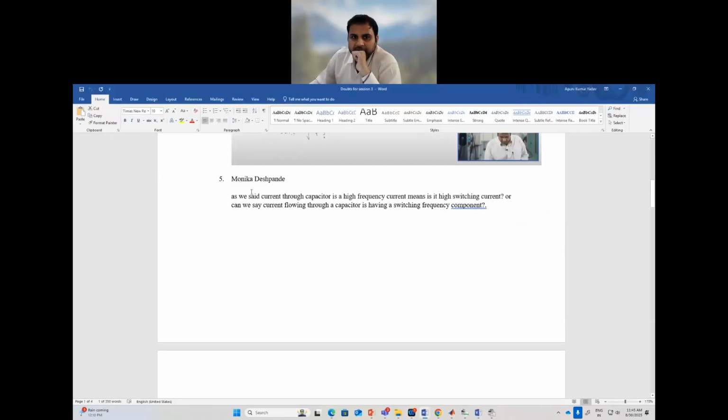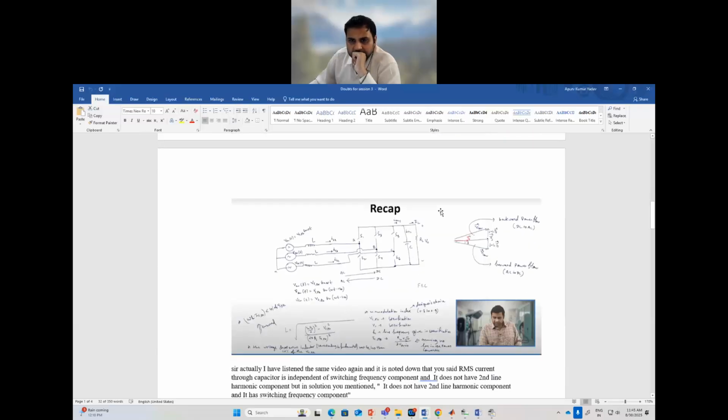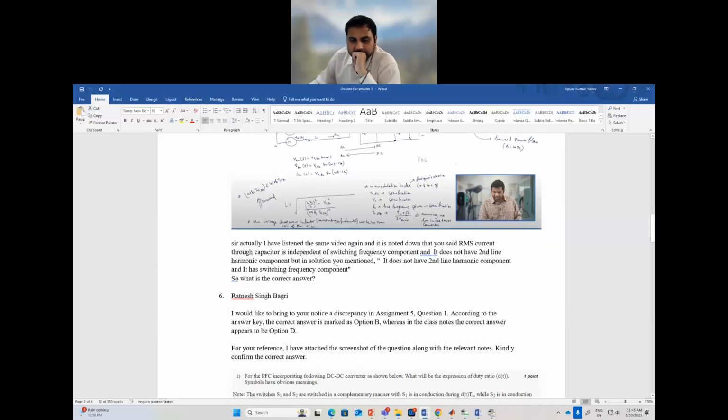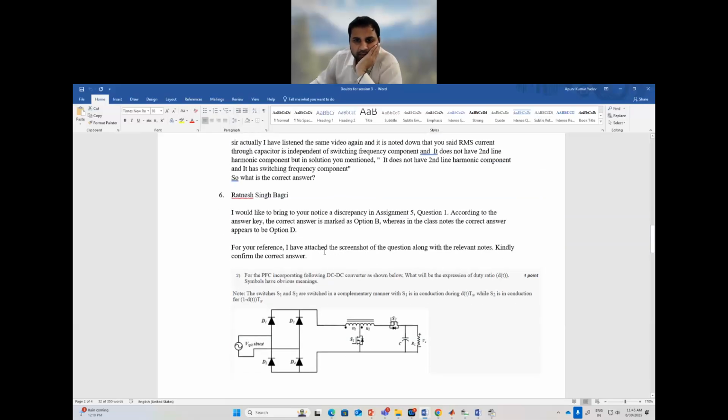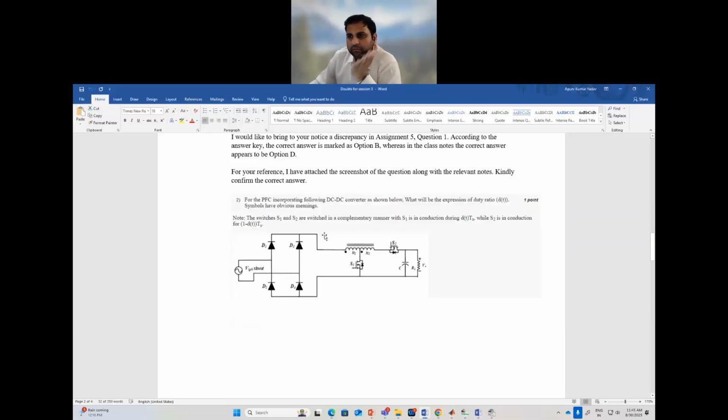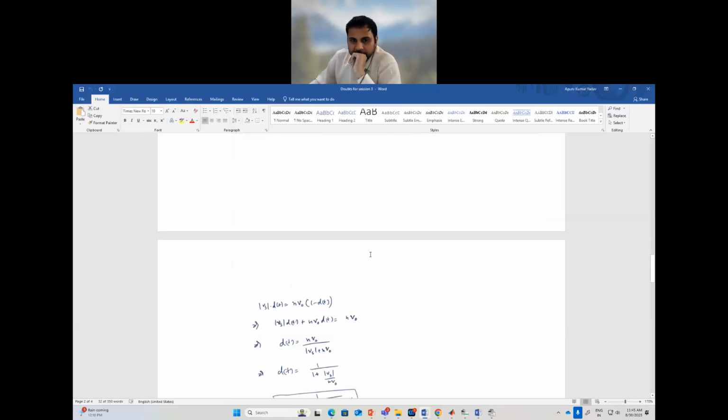Okay, fifth problem. I think I have defined why this is the case in detail while discussing the solution for that assignment problem. The same thing I have already discussed there. I have already derived this question in the assignment, like why option B is there. It is not the same as PFC. It is not the same as the flyback converter. That is what I wanted to say.